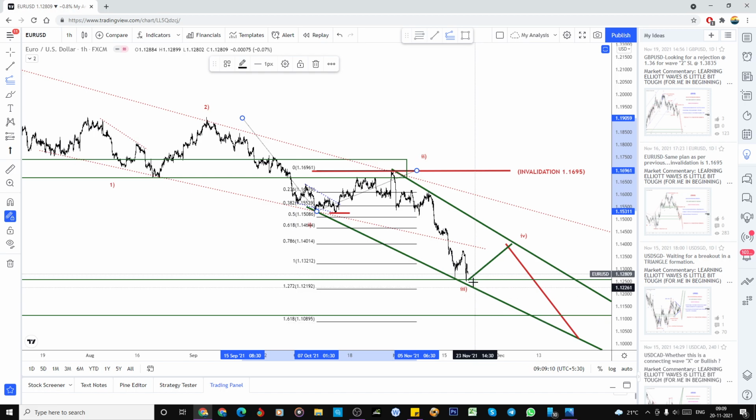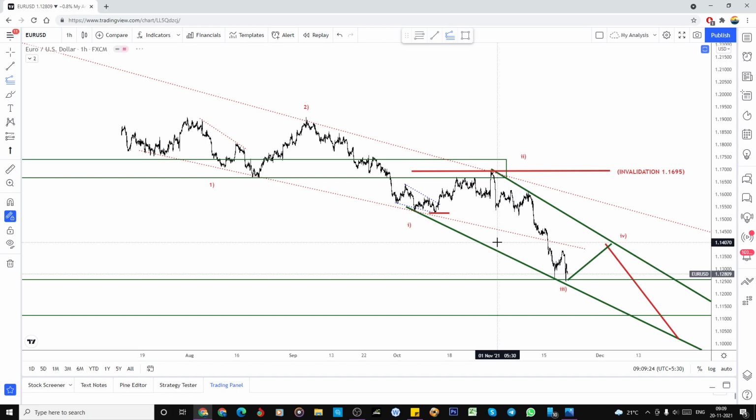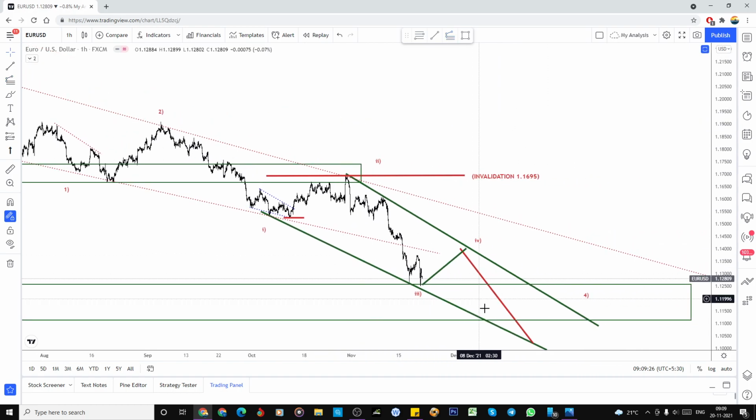So let's wait for this, whether it is going to reach here. But it could be that wedge formation in the third wave also sometimes, 1 2 3 4 and 5. So if it is there also, it can reach a little bit 1.1 and later onwards for the fourth wave also. Anyway, I'm looking only once the 3-wave structure is completed.